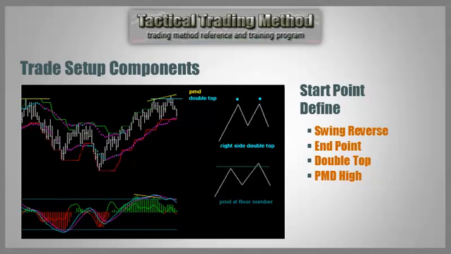A price momentum divergence means that price has made a higher high or lower low, but momentum has made a lower high or higher low. Now note, you could have a double top that ends the swing like the top drawing, or you could have had that PMD high only. These would be start points only.